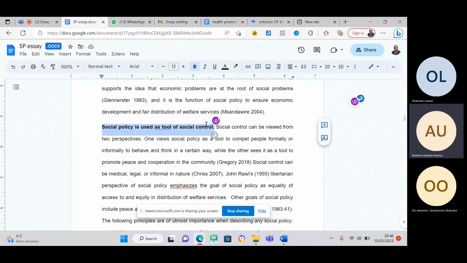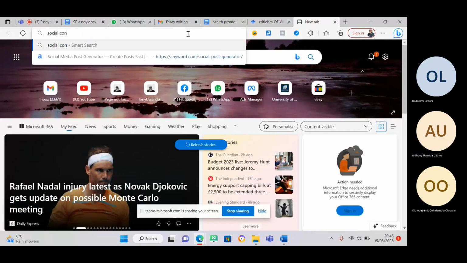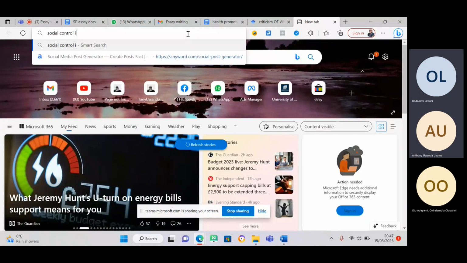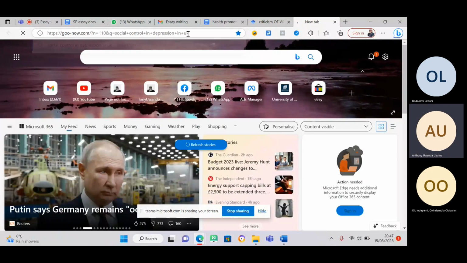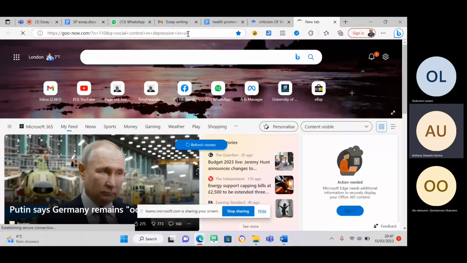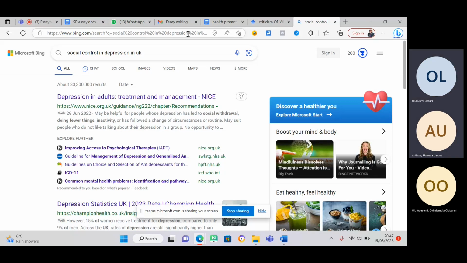So when you have known that there's something called social control, then you can go to the internet and browse more. If your topic is depression, you cannot just type something like social control; you would type social control in UK. Have you seen it? By the time you have read the theory, I told you there are two aspects in an essay: you have the theory, and then you have your topic.